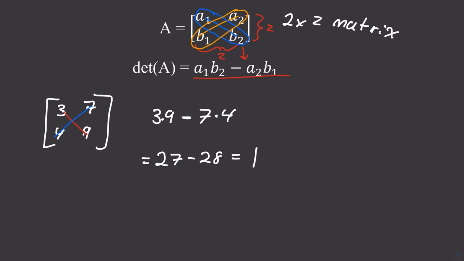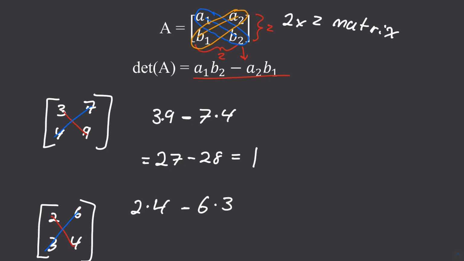Let's do one more example before we move on to the 3 by 3 matrix. I'm going to take the determinant of this matrix here. This is a 2 by 2 matrix once again, which is a square matrix, and let's go ahead and draw our lines here and here. And this is going to be 2 times 4 minus 6 times 3.